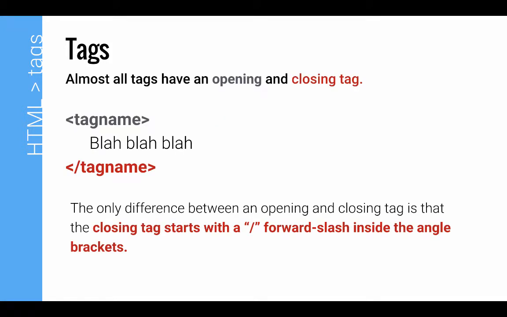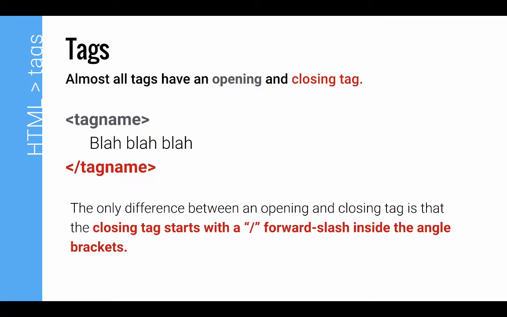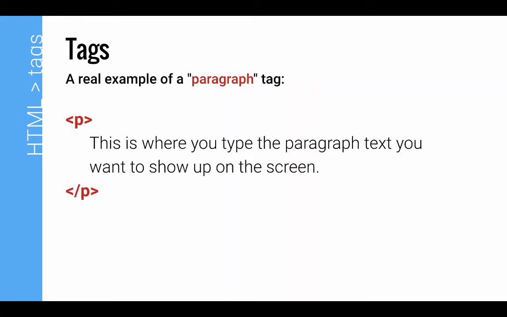All right, so tags, almost all of them have an opening tag, which you see here in red, right? And then a closing tag, which you see here in this next slide in red. And you see that the way that they are different from each other is that the opening tag just goes left angle bracket, and then it's got the tag name, and then it's got right angle bracket, whereas the closing tag goes left angle bracket /, and then the tag name, and then the right angle bracket. So that / there indicates that that's the end of the tag name.